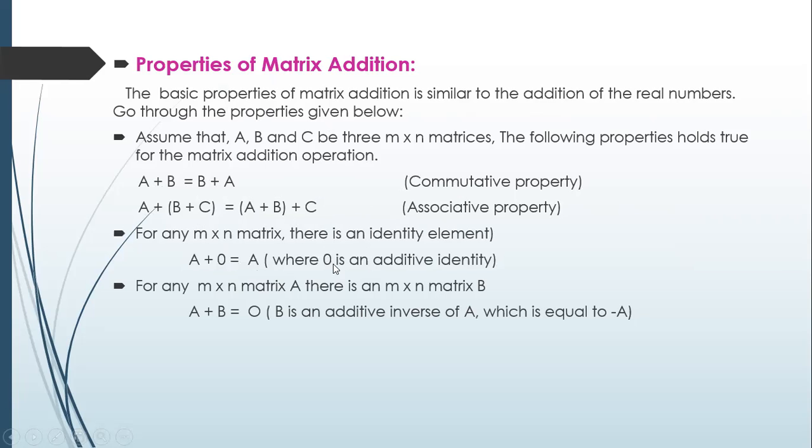And 0 is the additive identity. For an M cross N matrix, there is an identity element: A plus 0 equals A. When we add the additive identity to a matrix, we get the same matrix. For any M cross N matrix A, there is an M cross N matrix B such that A plus B equals 0. Here B is the additive inverse of A. Therefore, A plus minus A equals 0, so B is the additive inverse of A, which is equal to minus A. A minus A equals 0, and 0 is the additive identity.